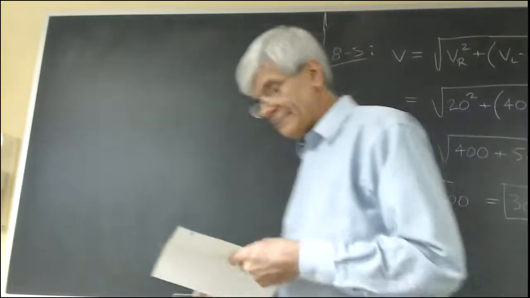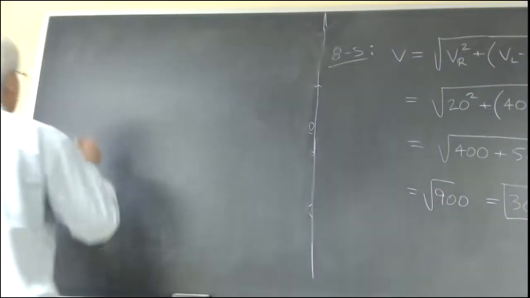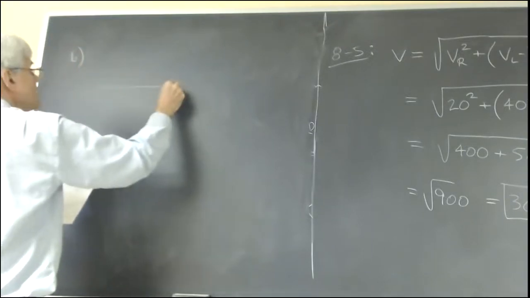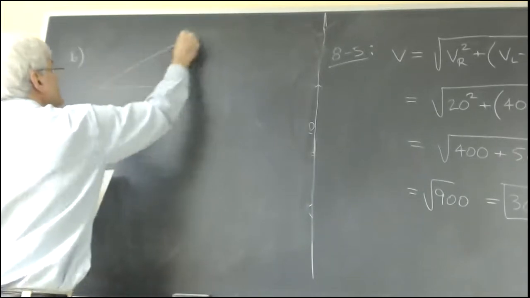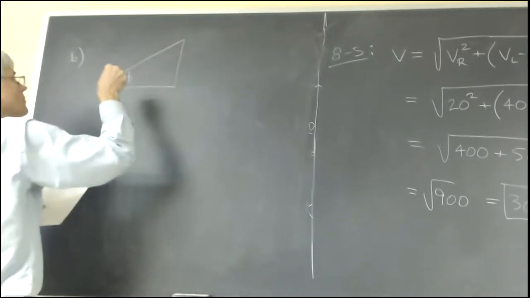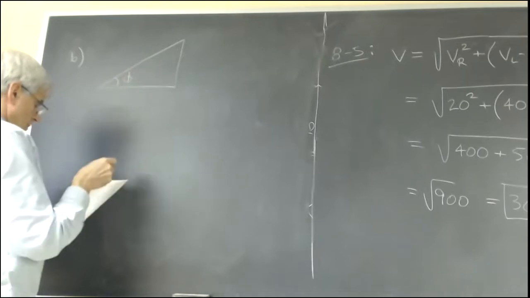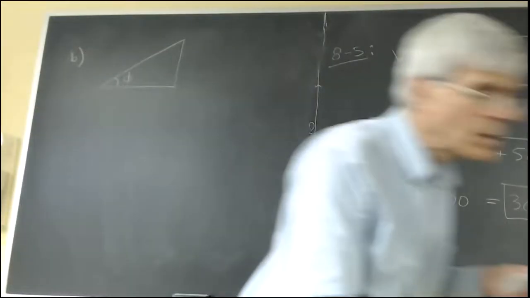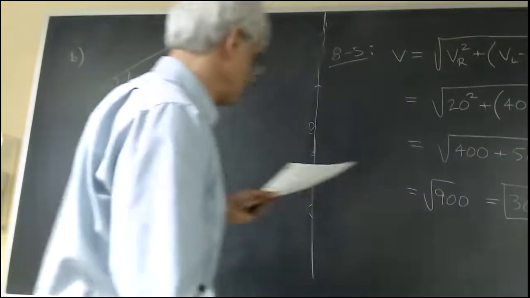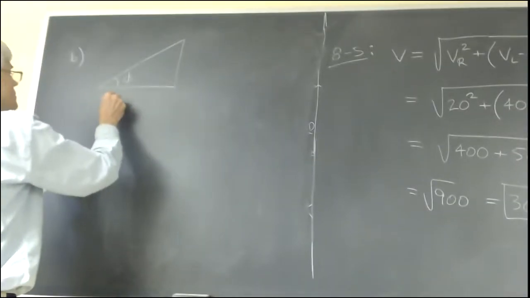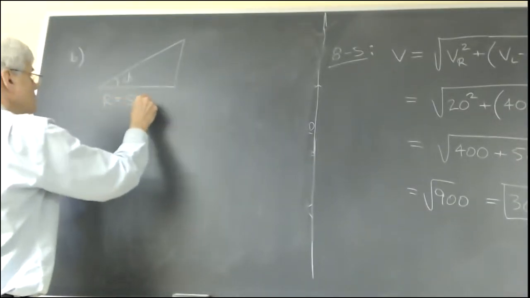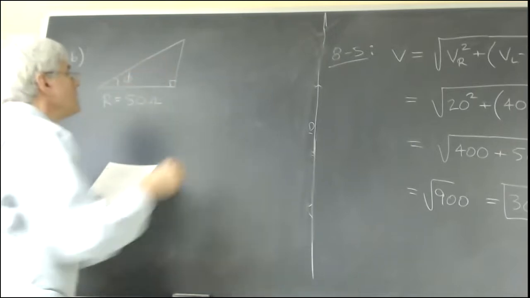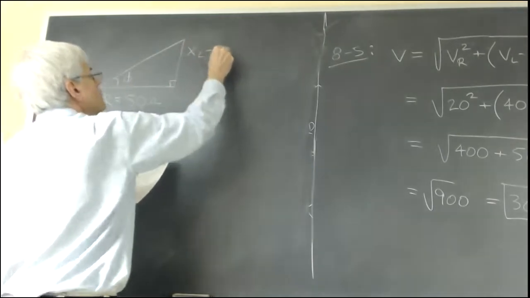Or after the phase angle. So this side is the resistance, R. That's a right angle there. This side is XL minus XC.